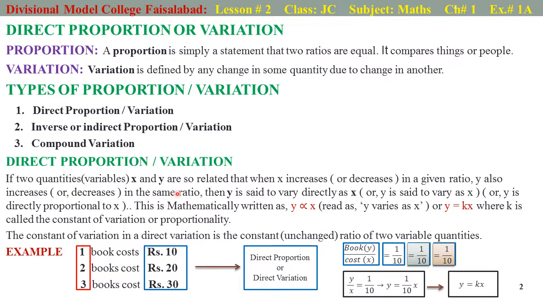So it means whenever there is a case of direct proportion, the statement can be written in mathematical or algebraic form as y is equal to kx. The letter on the left hand side equals k times the letter on the right hand side. This is the relation between the two quantities when they are in direct proportion.